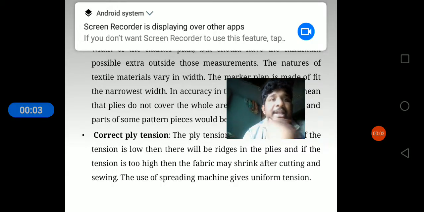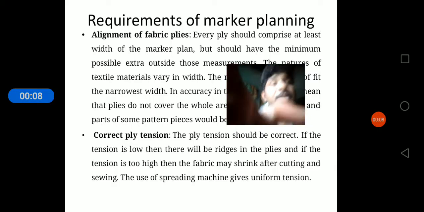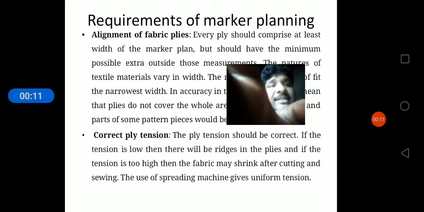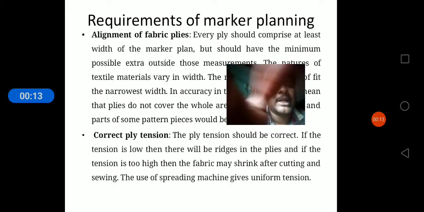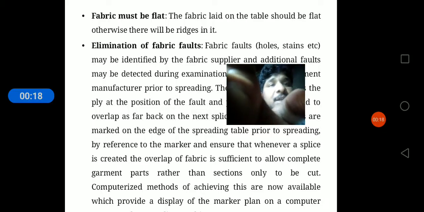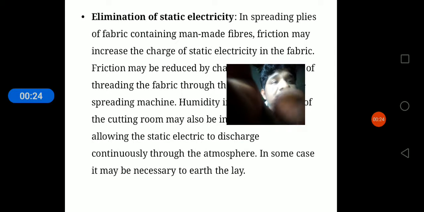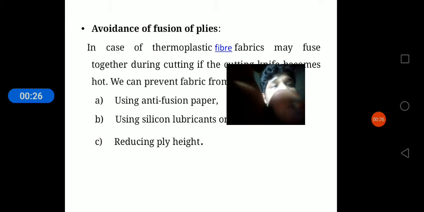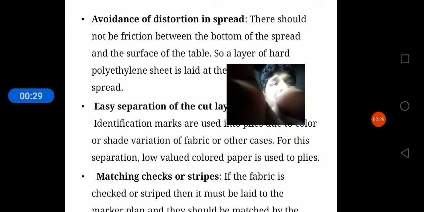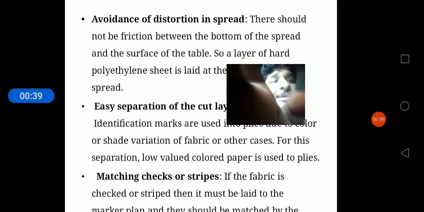Second chapter, second unit, and second topic. We are discussing the requirements of marker planning. What are the requirements of marker planning? First of all, alignment of fabric piles, correct ply tension, fabric is flat, elimination of fabric faults, correct ply direction and adequate lay stability, elimination of static electricity, avoidance of fusion of piles, avoidance of distortion in spread, easy separation of cut layers, matching checks and stripes. So these are the different types of requirements of marker planning.